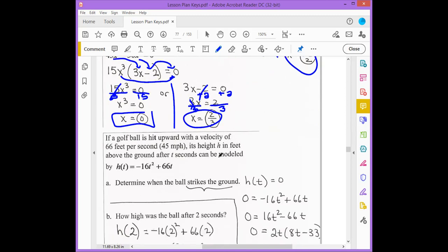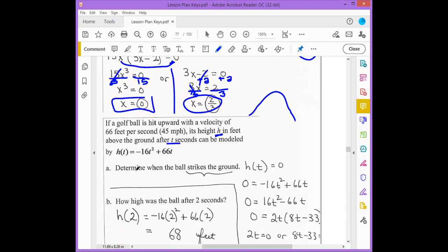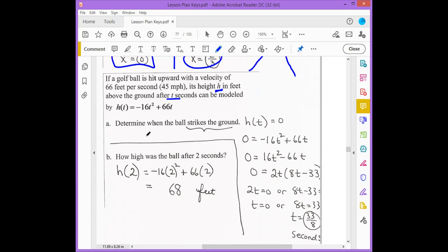Next, we have a word problem. If a golf ball is hit upward, so you hit the ball upward with a velocity of 66 feet per second, that's approximately 45 miles per hour. Its height in feet, so the ball goes up and then it comes to the ground. Its height in feet, so h represents height, above the ground after t seconds can be modeled by this function, h of t equals minus 16t squared plus 66t.